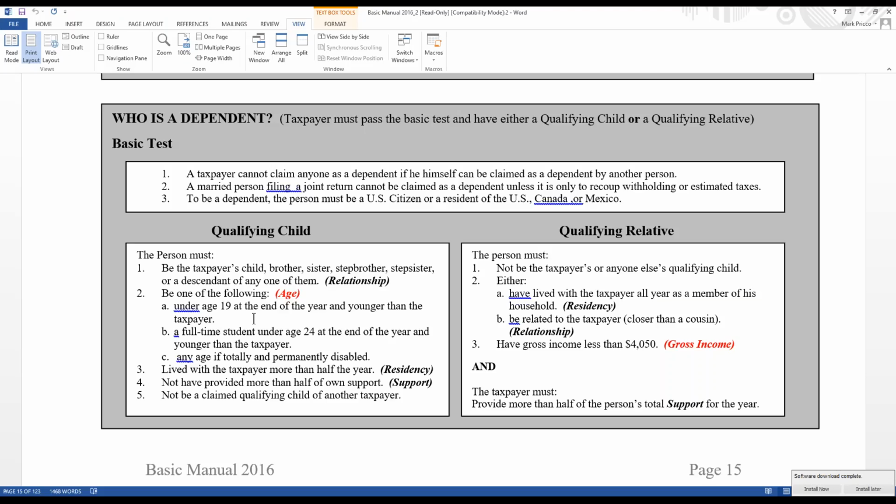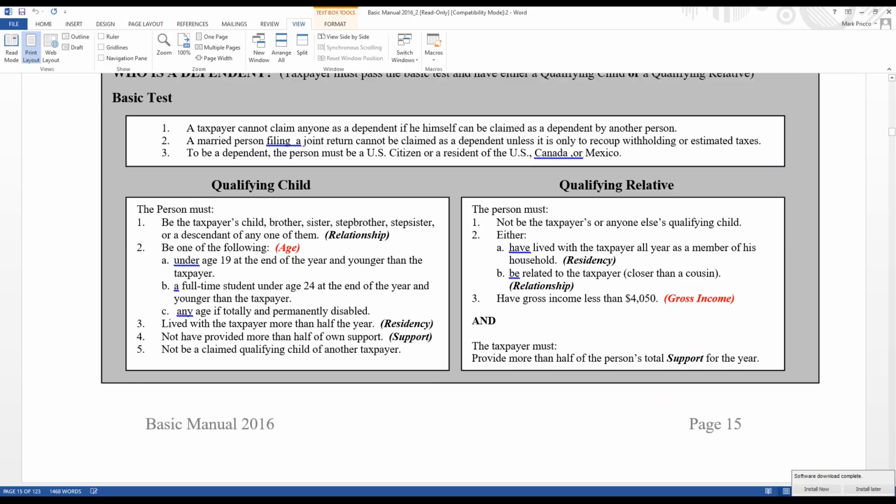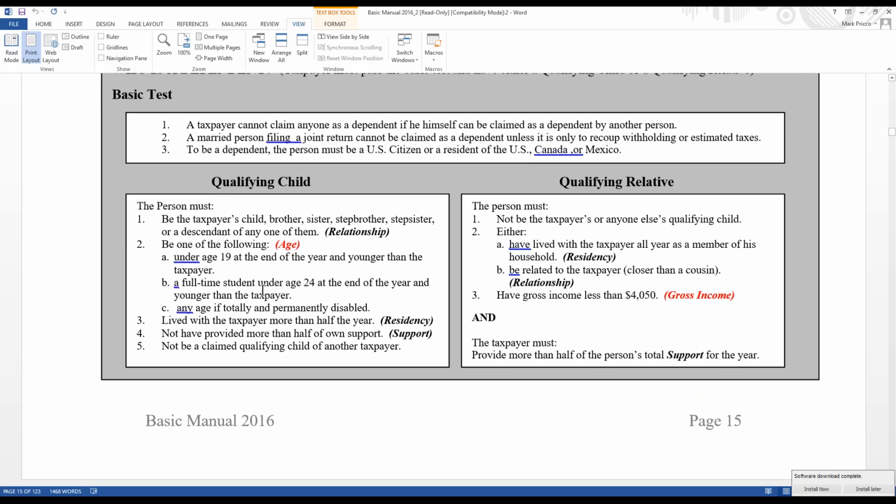So that's why when they start getting older, the IRS starts feeling like, well, maybe they should be on their own and they shouldn't be claimed as a dependent on someone's tax return. So the rules are, if they're under age 19 at the end of the year and younger than the taxpayer, then they're okay. Because typically if they're 18, they're probably still in high school, and so most likely the parents are still supporting them. If they're over that, say they're 19, but under age 24, then they have to be a full-time student at the end of the year. So it's based on their age at the end of the year. They don't prorate anything, so it's as of December 31st.